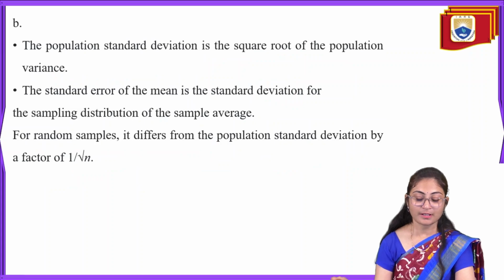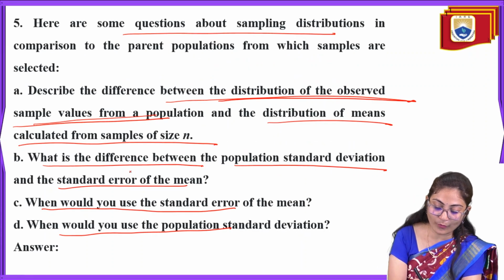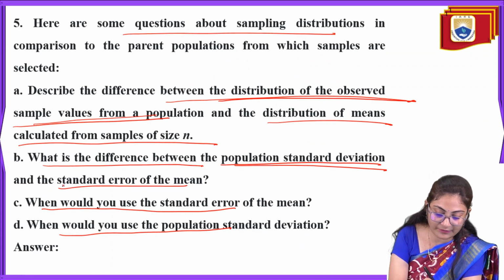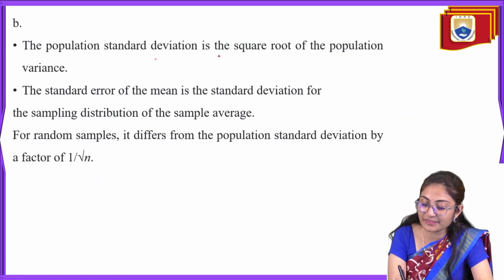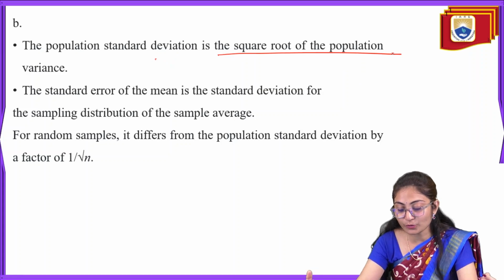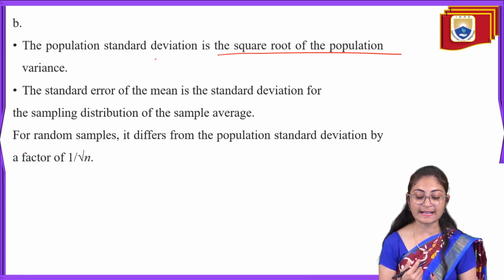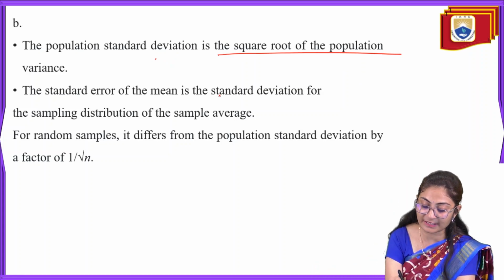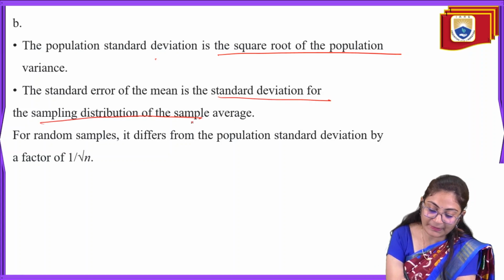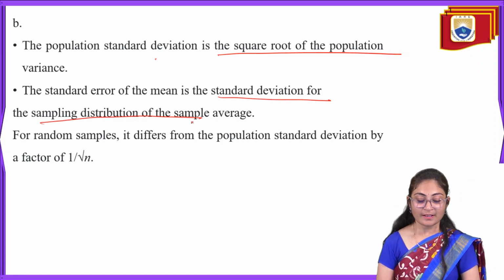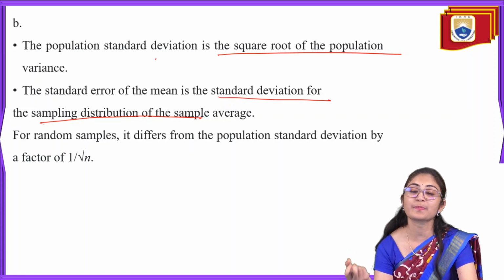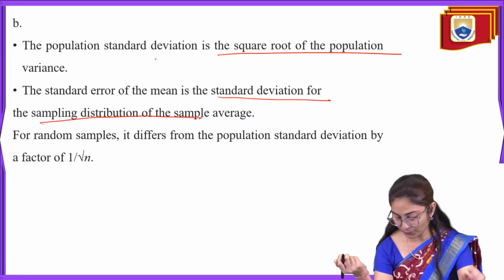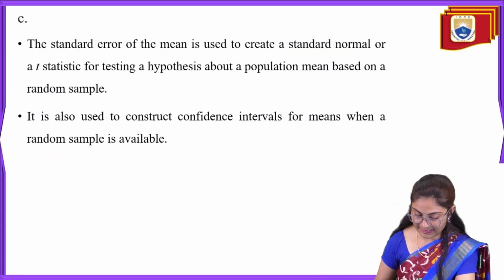Now the next question asks what the difference is between the population standard deviation and the standard error of the mean. The population standard deviation is the square root of the population variance, and the standard error is the standard deviation of the sampling distribution of the sample average. For random samples, it generally differs from the standard deviation by a factor of 1 by root n.